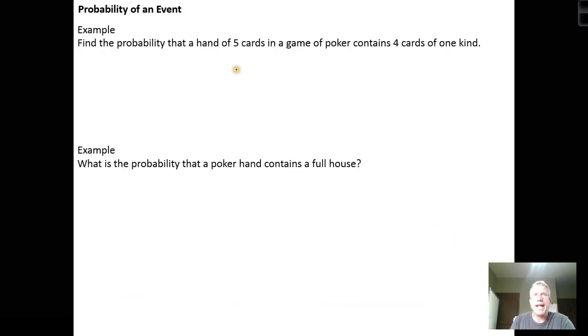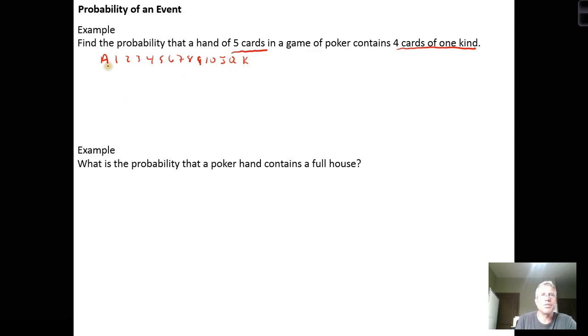Find the probability that a hand of 5 cards in a game of poker contains 4 cards of the same kind. So just in case you aren't familiar with a deck of cards, the deck contains an ace, the numbers 1, 2, 3, 4, 5, 6, 7, 8, 9, 10. This is a deck of standard cards in the US. Why don't you look up in Google a Russian deck of cards? They're different. I have one set in my office. They aren't the same. But in the US, this would be a standard deck of cards, and then we would have a jack, a queen, and a king.